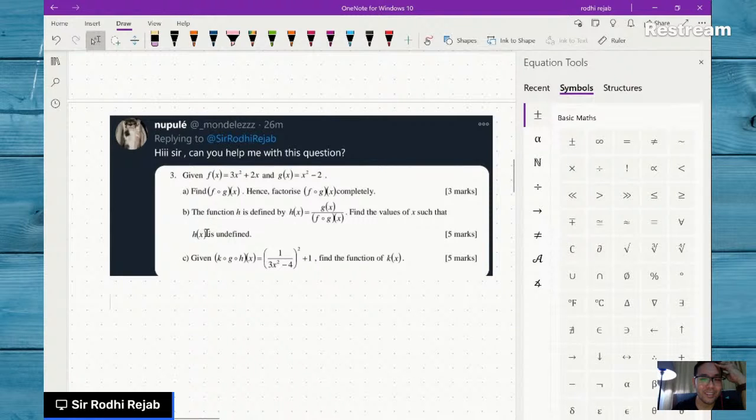Okay, let's try this question. Hi sir, can you help me with this question? Nufule Mondalas, may I know which matriculation are you from? Factorize f(x) g(x) completely.